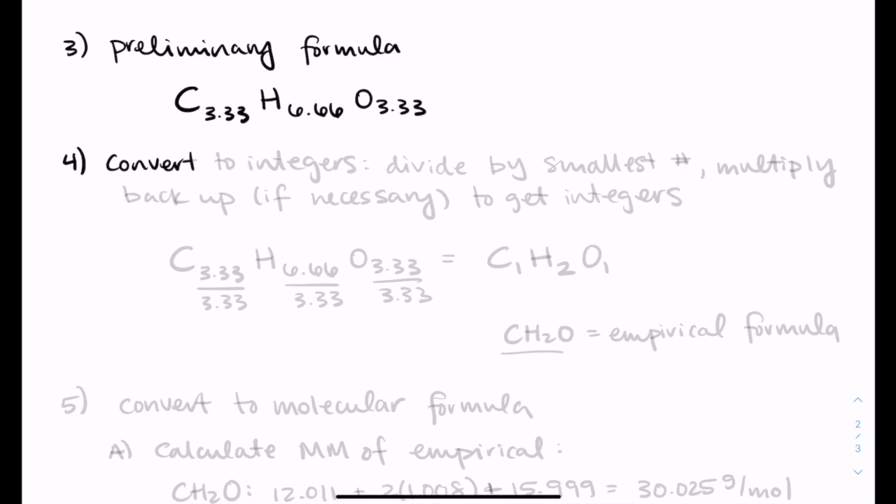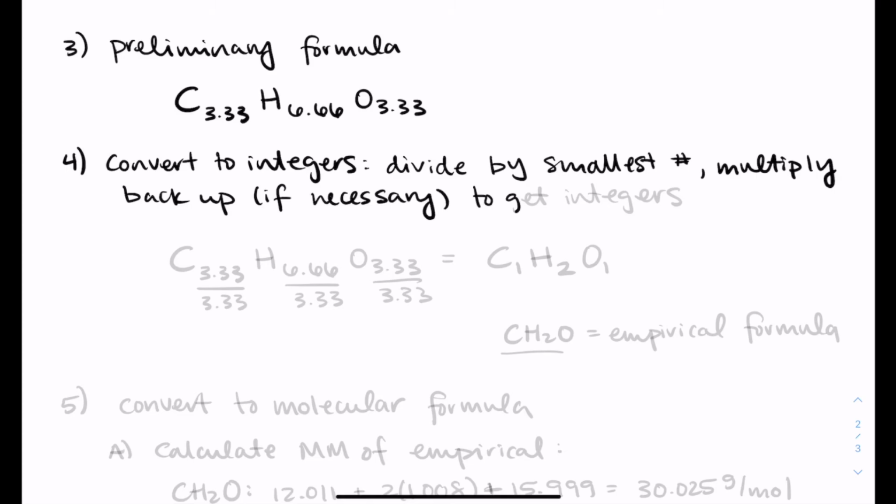Step 3, I recommend this. It's okay if you don't want to write a preliminary formula. I think it helps kind of hit home this point that I was just making, which is that those subscripts are mole relationships. Now, this is obviously preliminary because we have not whole numbers, 3.33 moles of carbon, but it's just preliminary. It's just to remind you that those numbers are the subscripts, and this is our basic relationship between those atoms in the molecule.